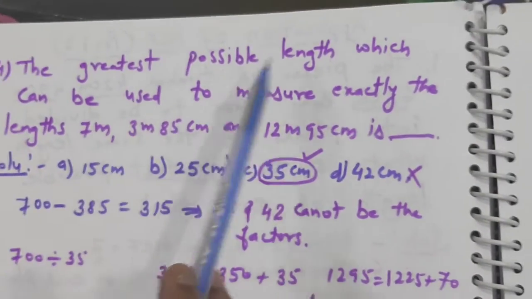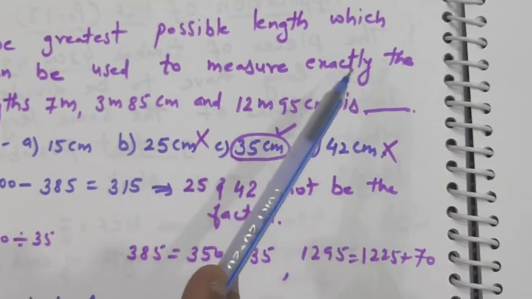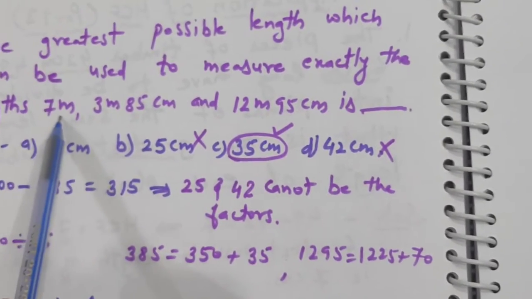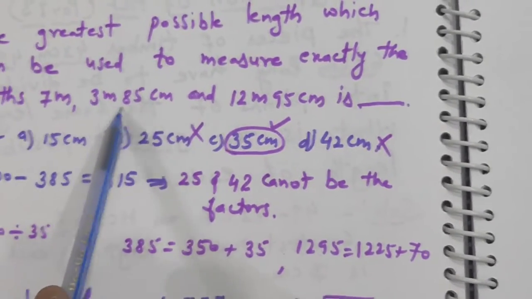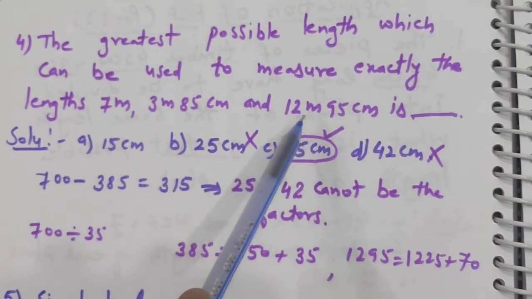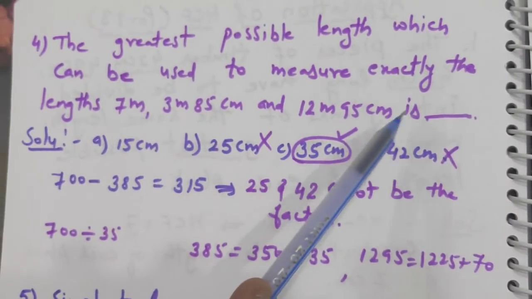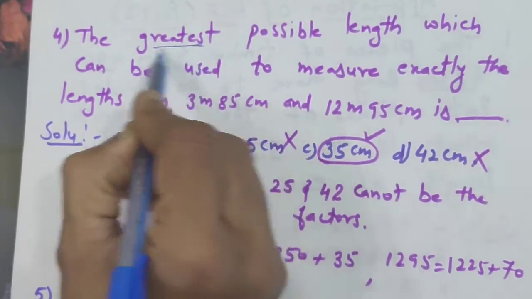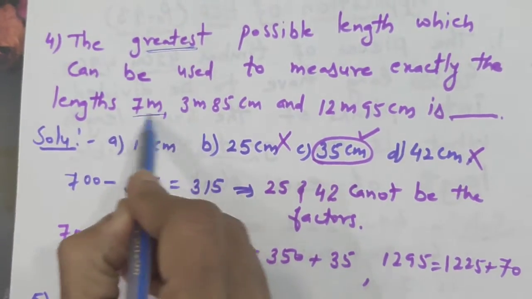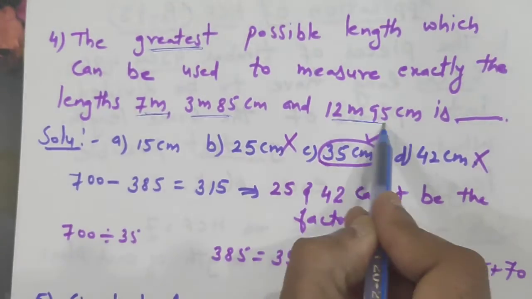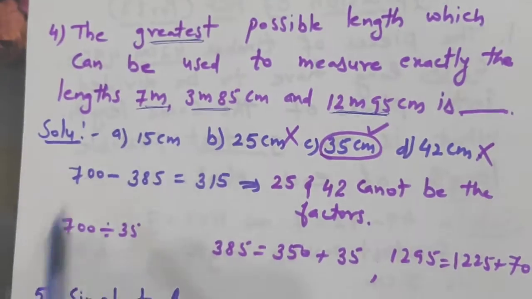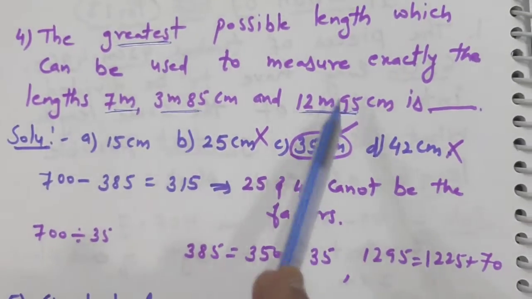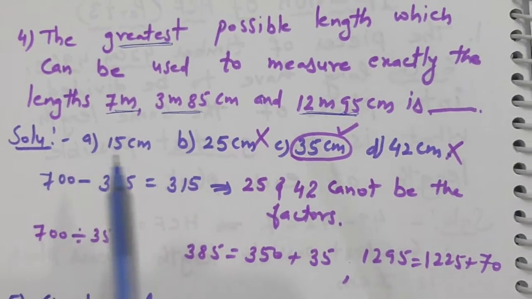The greatest possible length which can be used to measure exactly the length 7 meter, 3 meter 85 centimeter and 12 meter 95 centimeter is dash. So greatest, look at this, greatest, and these three numbers only we have to check. It means I have to find the HCF of these three numbers, right?